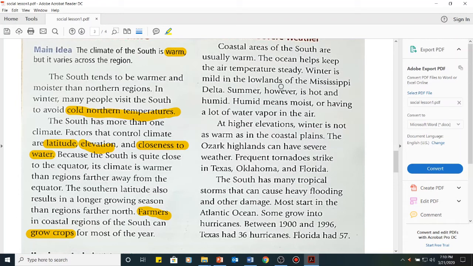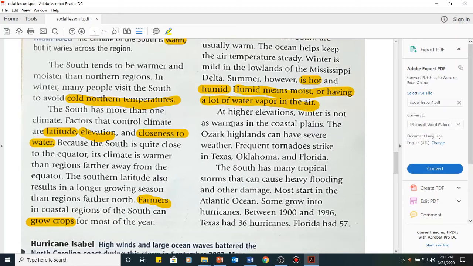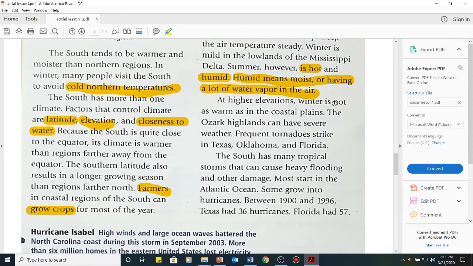Winter is mild in the lowlands of the Mississippi Delta. Summer, however, is hot. As I said, it's hot and humid, just like Qatar. Humid means moist, or having a lot of water vapor in the air. So that's the meaning of the word moisture, which means there's a lot of water vapor in the air. At higher elevations, winter is not as warm as in the coastal plains.